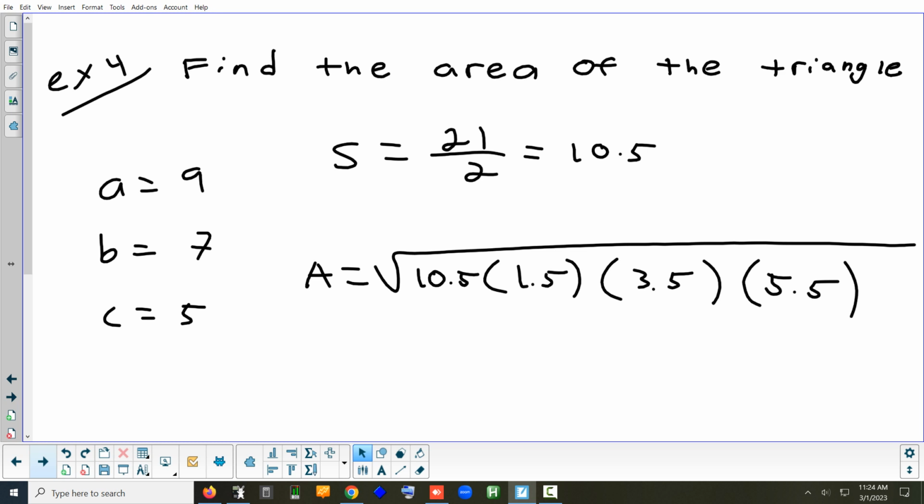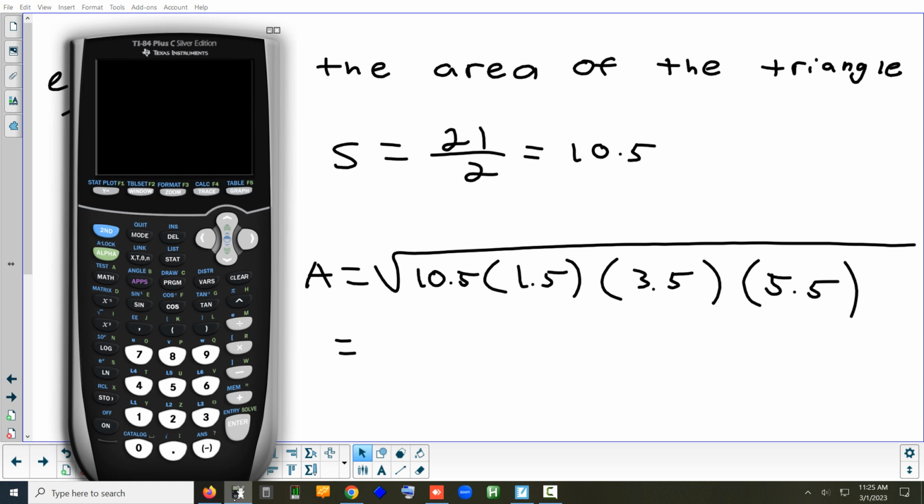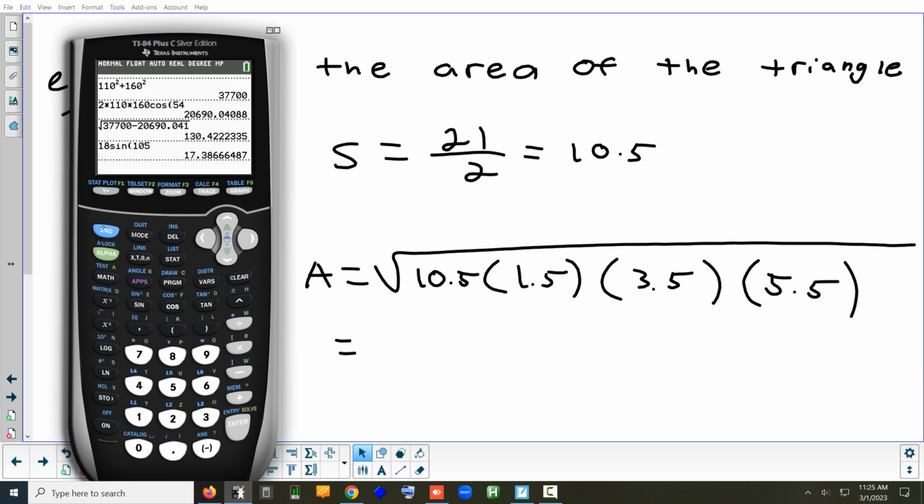And this is a lot faster than using the formula that I gave you at the beginning with law of cosines and then getting the answer. Okay, this generally is faster. Because we're going to type that all in one step and be done. So square root of 10.5 times 1.5 times 3.5. Do it all at once. I wrote 17.412. Well, we'll just say 17.41.